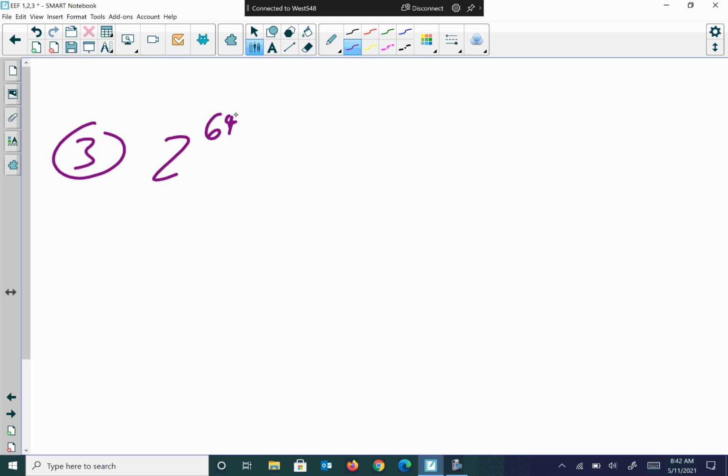Okay? So, I'm not really worried about putting this in scientific notation because it's already written as an exponent. I would be good just keeping 2 to the 64th as 2 to the 64th. In no way, shape, or form do I think that you need to go and do 2 to the 64th power and multiply it out. That's ridiculous. Okay?